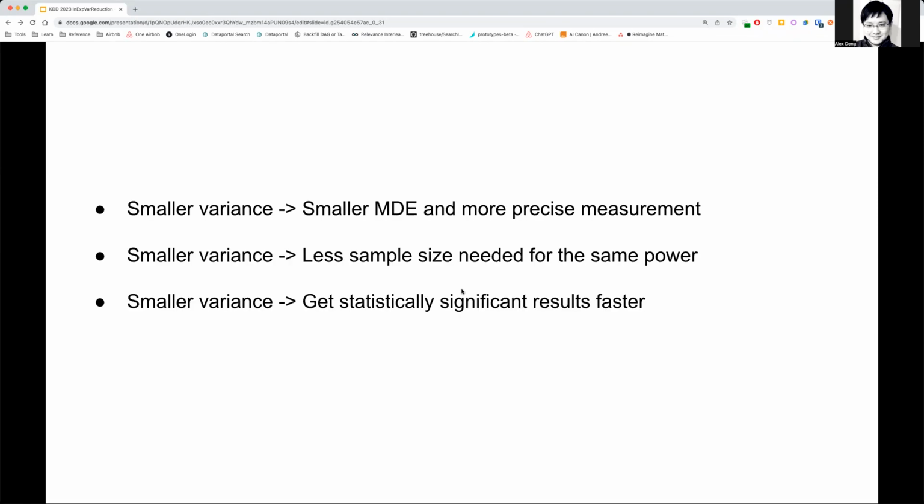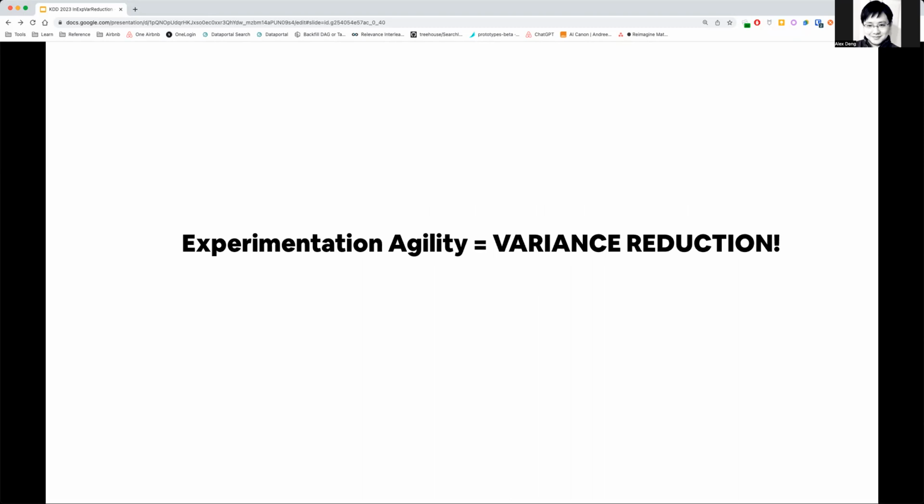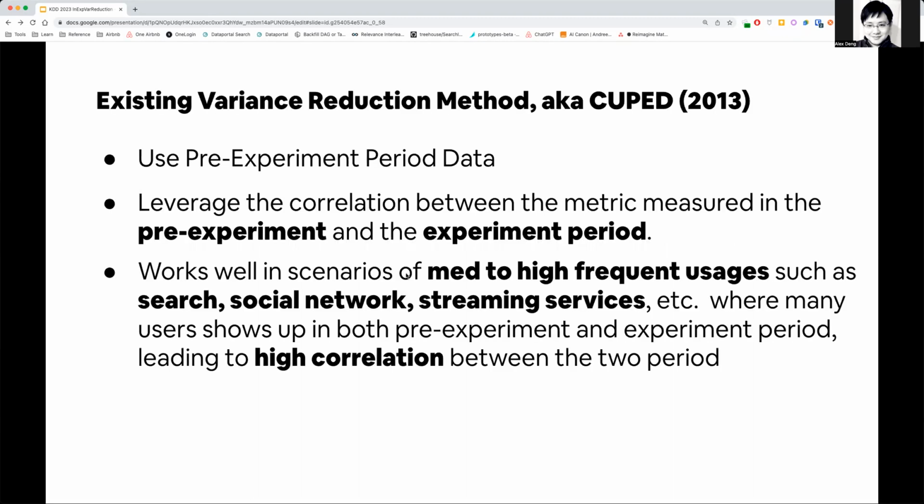We know a smaller variance means smaller MDE and more precise measurement. Smaller variance means less sample size is needed for the same power. Smaller variance also means we can get statistically significant results faster. So that's why we strive to reduce variance when we want to improve experimentation agility. But how?